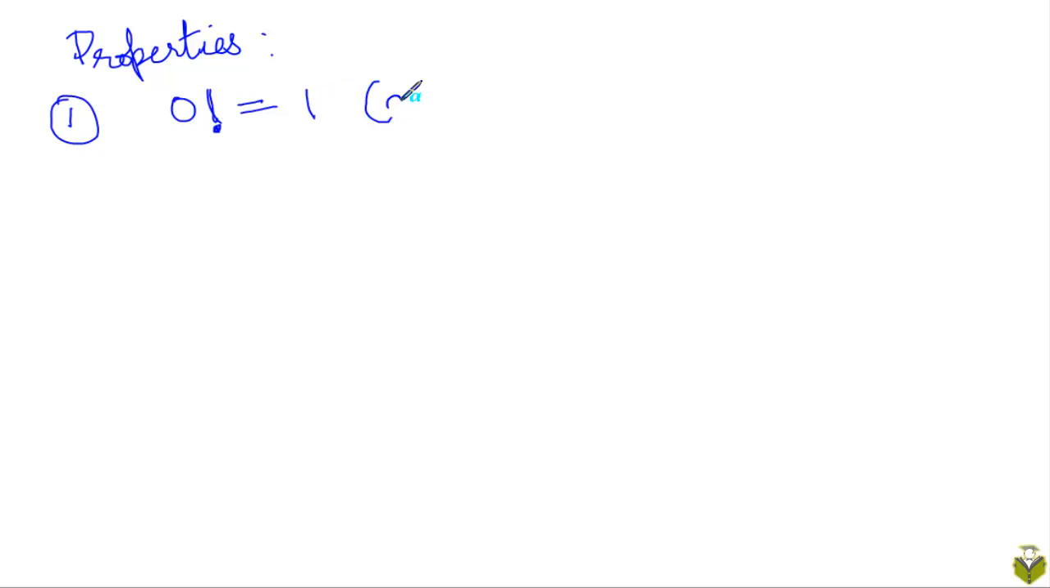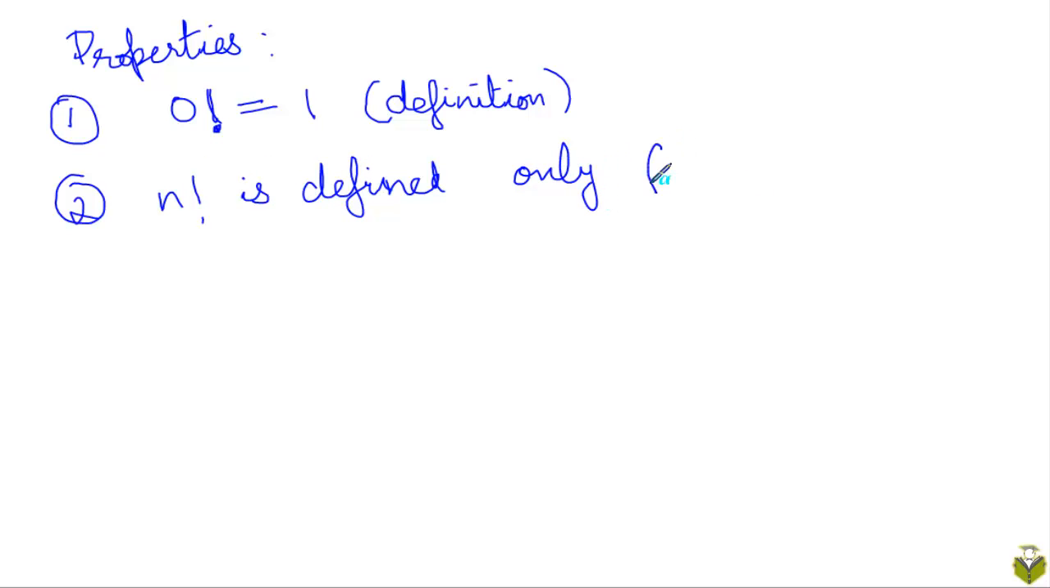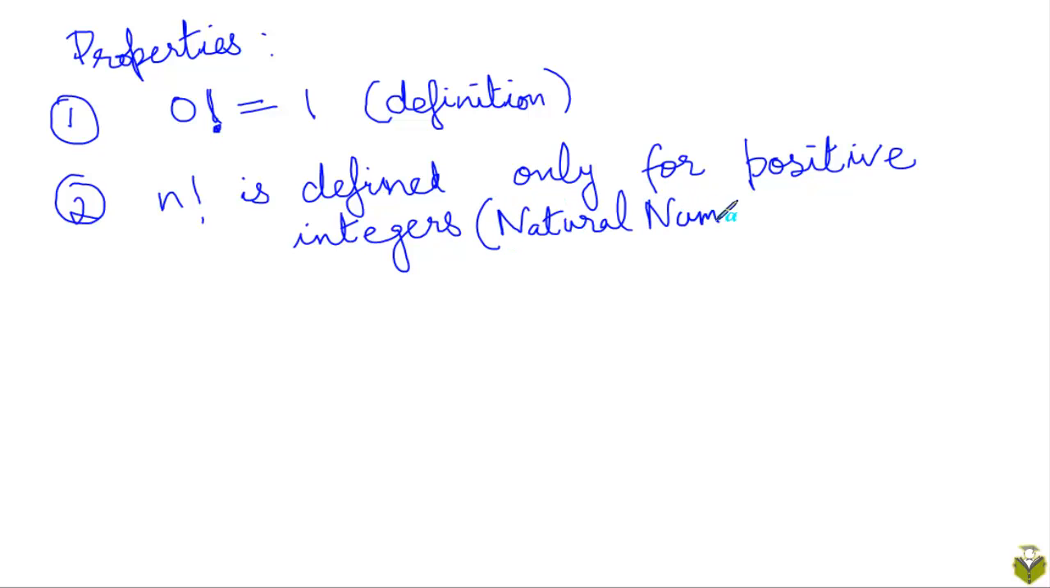So let us look at some properties of factorial notation. The first property is that 0 factorial is defined as 1. This is just a definition. 0 factorial will be used later on, so for convenience it's defined as 1. Therefore, n factorial is defined only for positive integers: natural numbers plus 0. Because we defined it for 0 as well, it is defined only for positive integers.